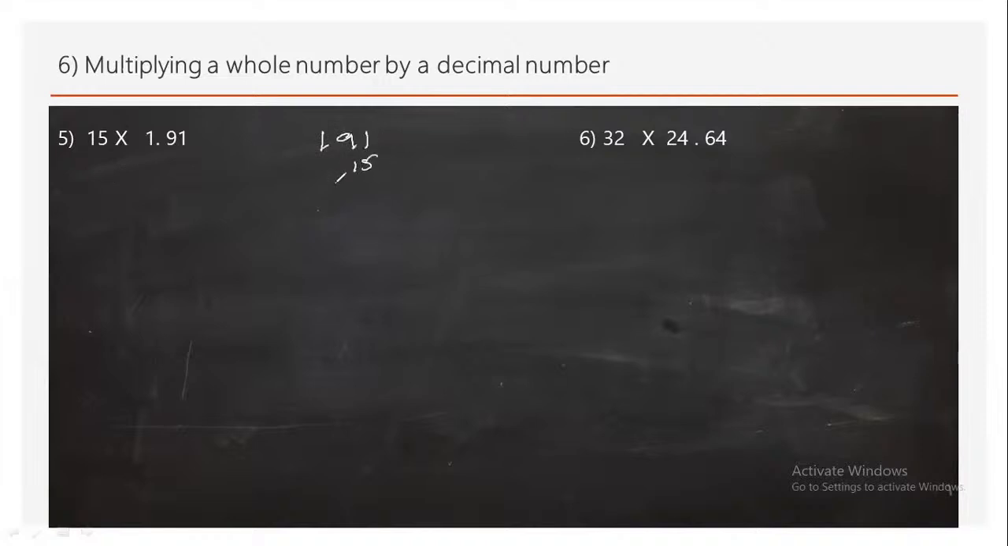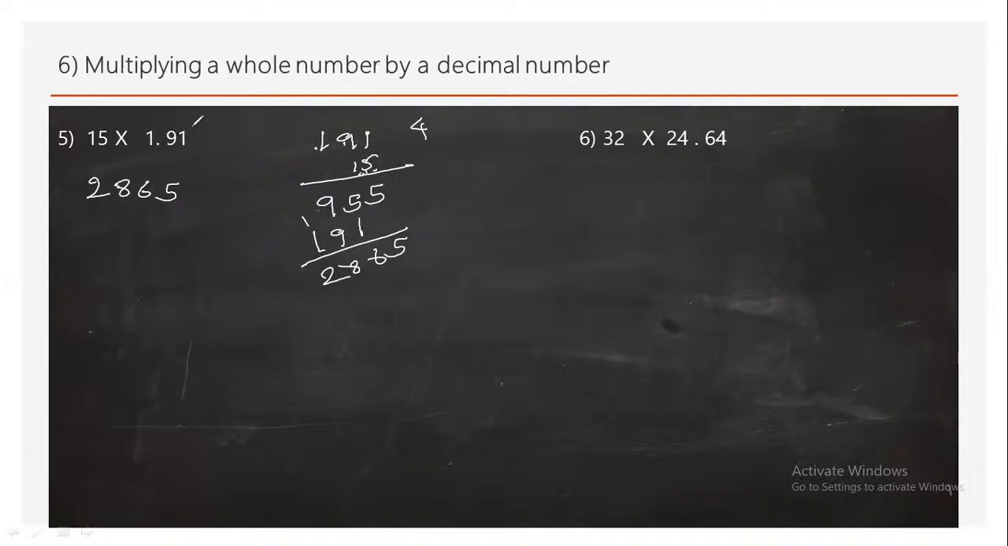So straight away, 191 by 15. 5 times 1, 5. 5 times 9, 45, 4 remaining. 5 times 1, 5 and 4, 9. 955. 1 times 1, 1. 1 times 9, 9, 1. 5, 6, 18, 1 remaining. 2,865. So look here.